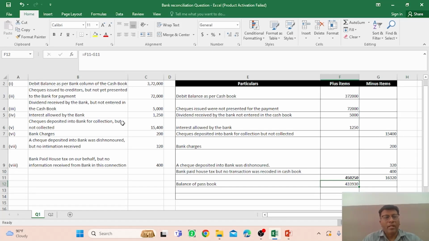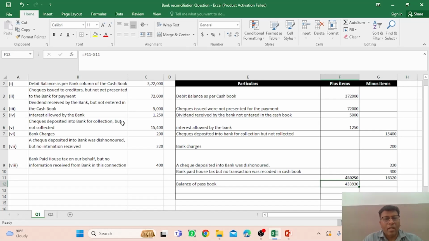Okay, and after that the transactions, as you go through, you will find what the impact is on the opposite book. If you are maintaining your cash book, you have to assume the opposite book is your passbook. So on the basis of the effect on the passbook, you have to write a particular plus or minus item.